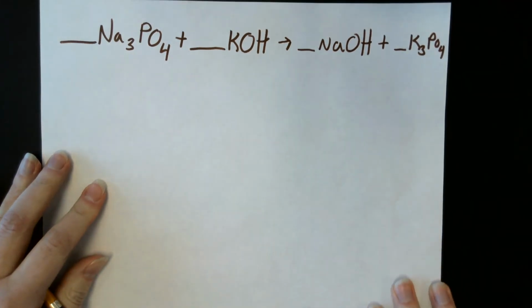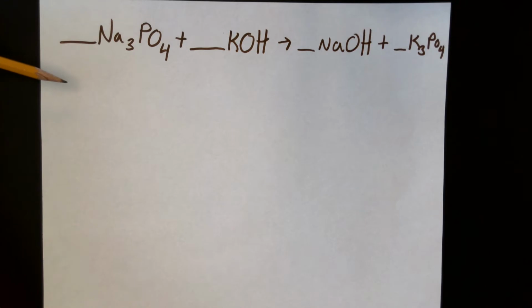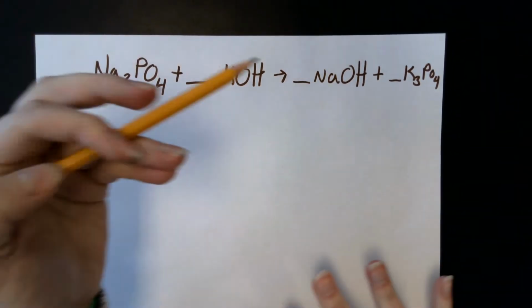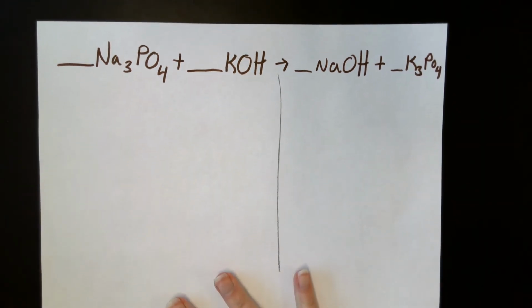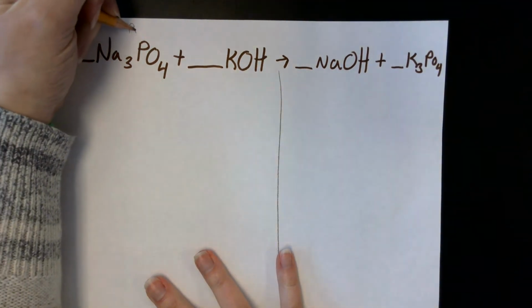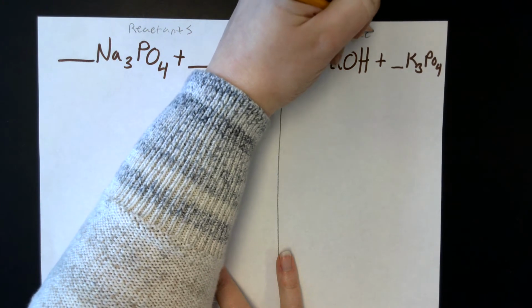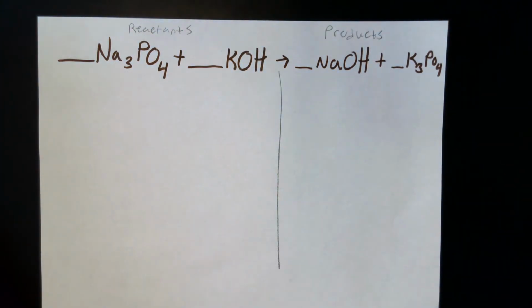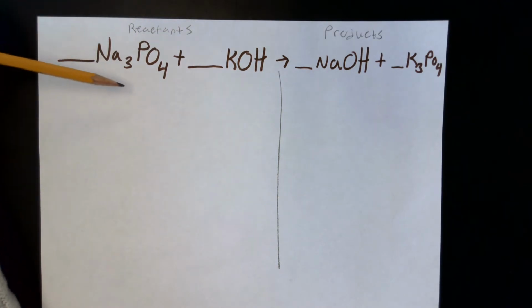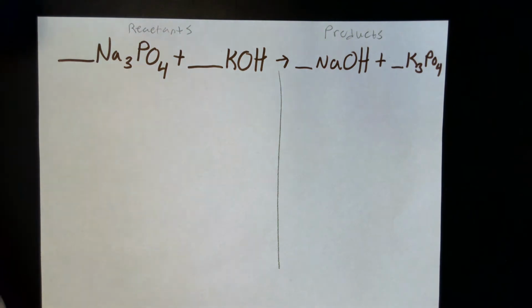Let's try another one. Here we have, as you can see, a double replacement equation. Here's our arrow. We'll divide that down the middle to separate our reactants and our products. You don't have to label those, it just helps me out. Now we're going to take inventory of what we have so that we can easily determine what we need. Some of you can do this by mental math, others need to see it.